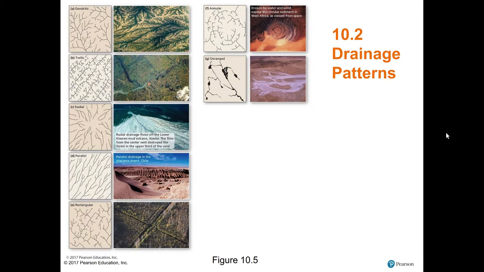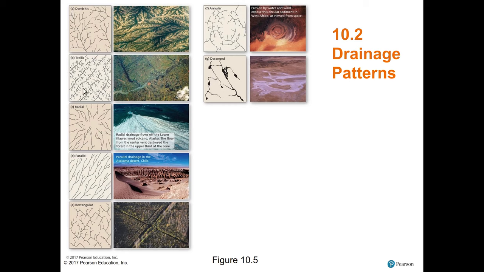So here we've got the drainage patterns from the book: dendritic. I mentioned that one. It's the most common form of drainage. The Sacramento largely has dendritic drainage. The delta would be the low spot, and then the Sierras and the foothills and the coast range would all be high ground around it.